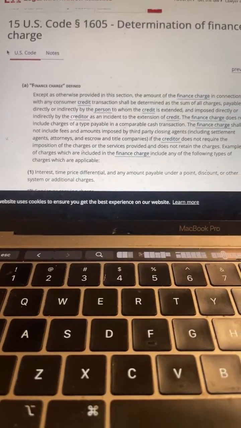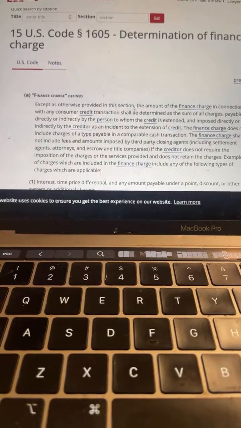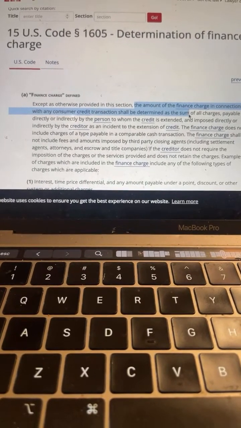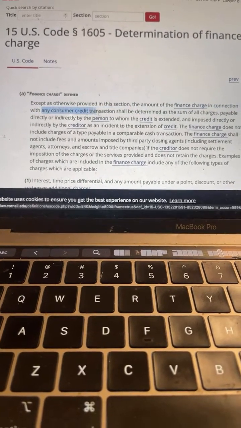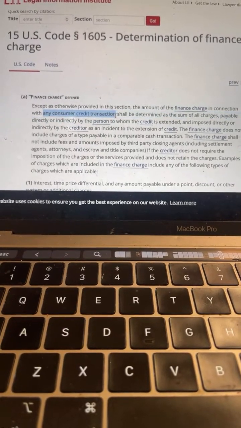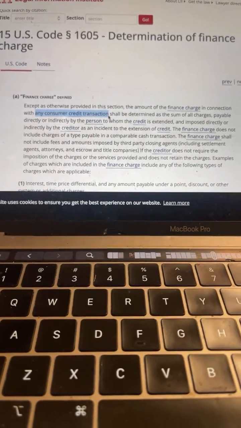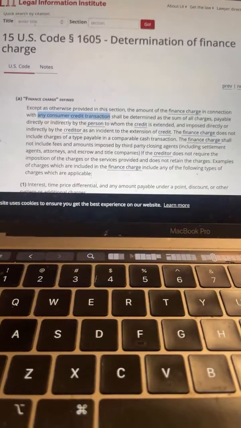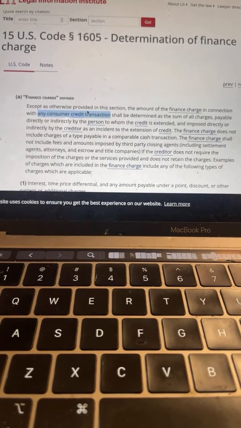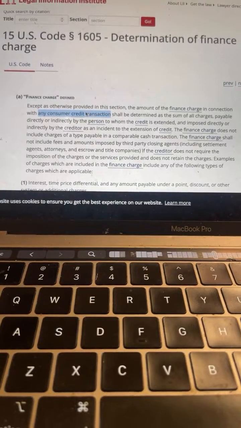All right, family. So, determination of a finance charge. I want you to understand that the amount of the finance charge in connection with any consumer credit transaction, so many people think, oh, this is just for mortgages, this is just for the specific transaction. No, it's for any consumer credit transaction. A consumer credit transaction is any time that your credit card is pulled.